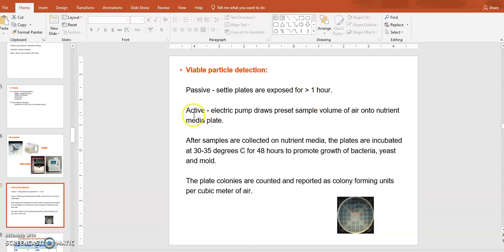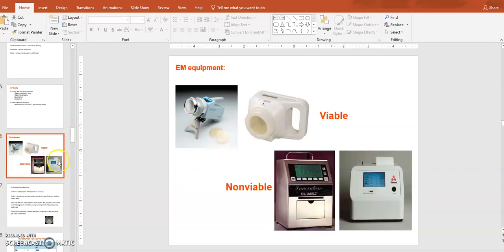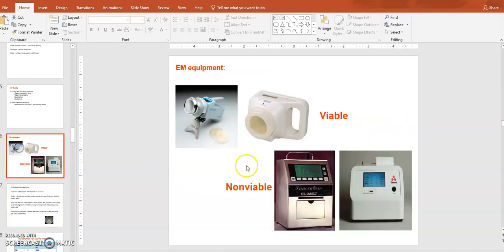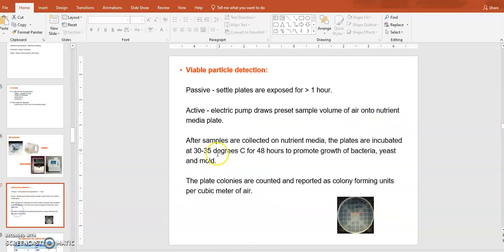Active sampling is using a machine like this. These are active sampling methods because they have a pump. They will draw in a certain amount of air, and that air will be touching the nutrient media like these plates. Automatically those living particles will be inoculated on the petri dish. You grow those cells on the petri dish for about a couple of days, and then you count them. So that's a viable air sampling method.